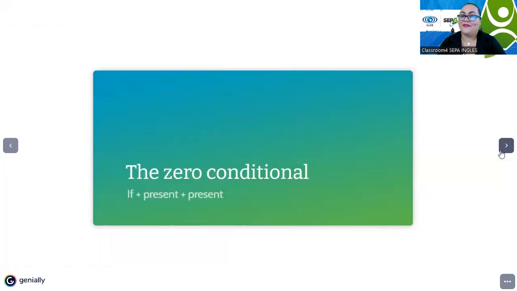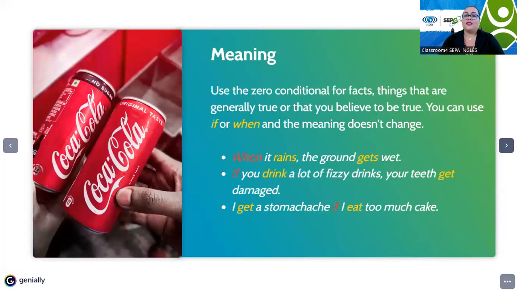Okay. Now we are going to move to the zero conditional. The zero conditional main structure is if, present, present. Keep this in mind, please. Keep this in mind because it's very important. Use the zero conditional for facts, things that are generally true or that you believe to be true. You can use if or when and the meaning doesn't change.